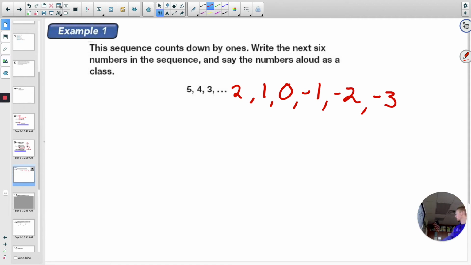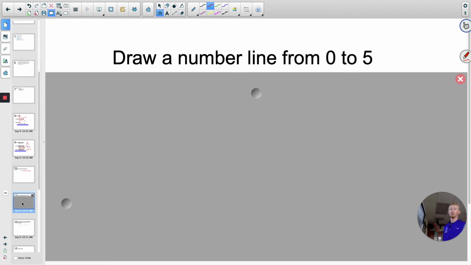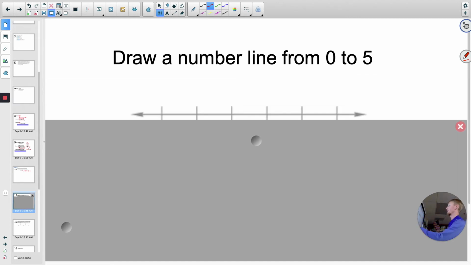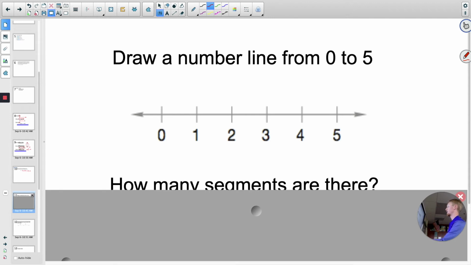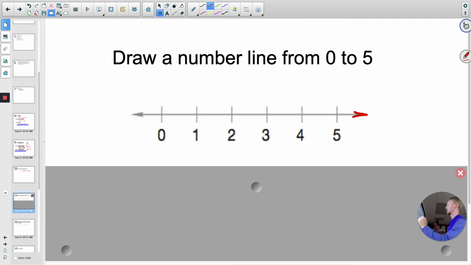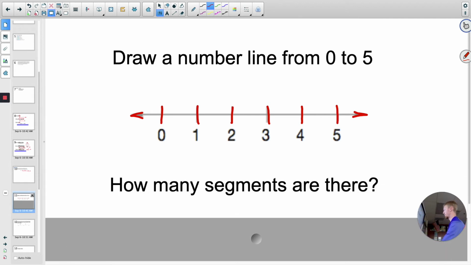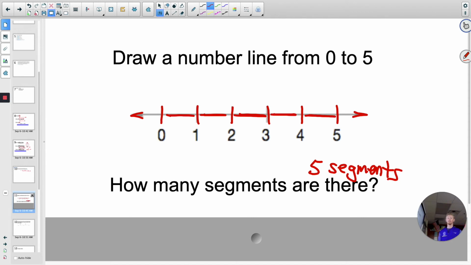Okay? So the next thing we're learning about are number lines. So you've seen number lines before. If you wanted to draw a number line from 0 to 5, this is what it would look like. It has arrows that go on in both directions. And then you have a line here, and then you have a number marking what each line represents, and that is a number line. Okay, so if you wanted to know how many segments were on this number line, you would count the spaces between numbers. So you'd have 1, 2, 3, 4, 5. So it would be 5 segments. You're always counting the spaces in between.